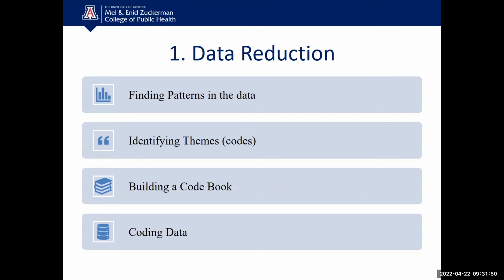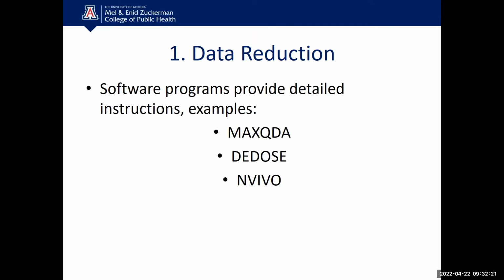I'm not going to spend a lot of time on this because I want to focus on the later stages. But the main goal in your data reduction is to find patterns in the data. And the common way to do this with qualitative data is through identifying themes, which then become codes, building a code book, and coding the data. Data reduction can be aided by an increasing number of software programs, and these provide very detailed instructions on what is a theme and how to code and how to build your code book. So in my qualitative methods class, we use MaxQDA, and other programs include Dedoose and NVivo and many other programs.